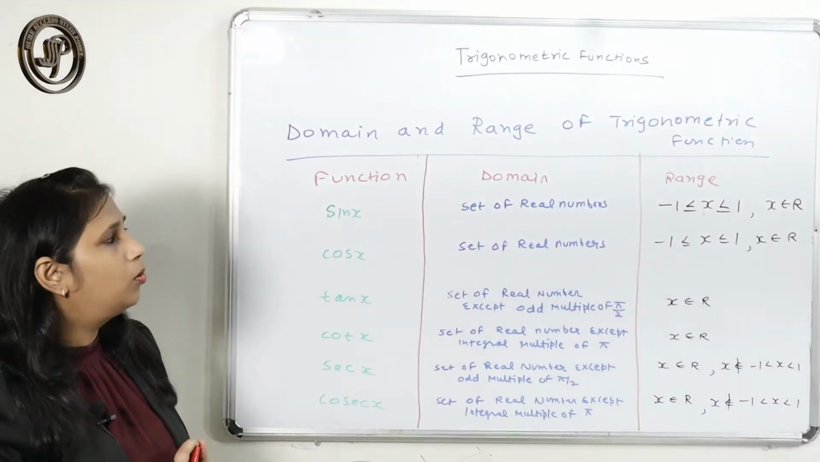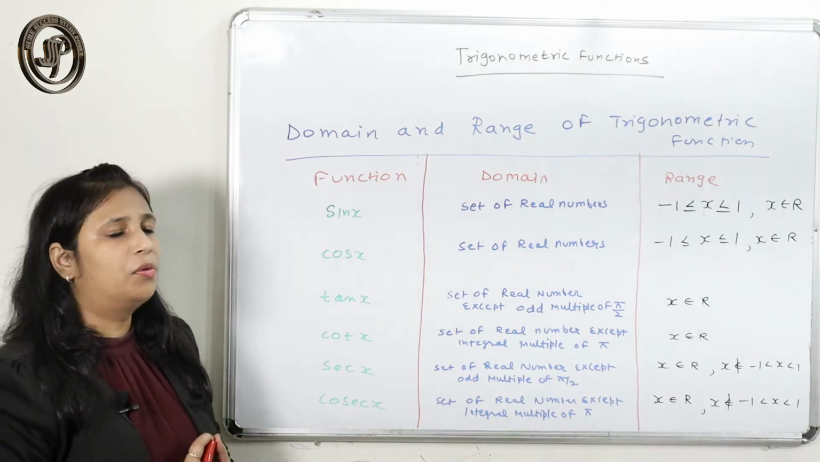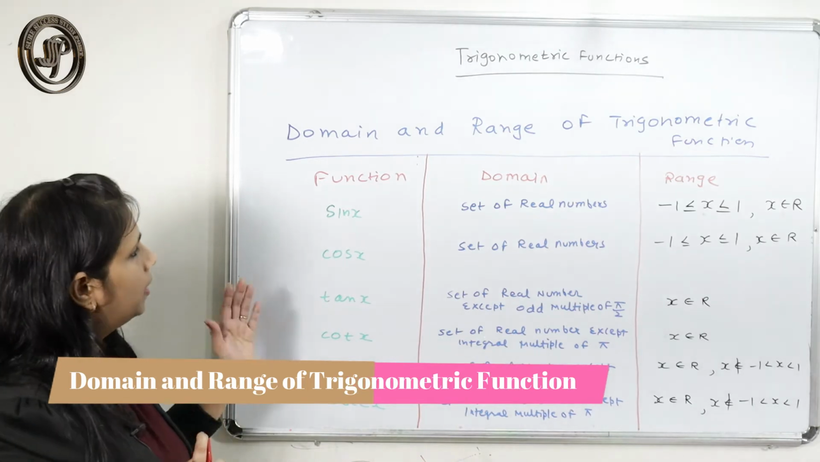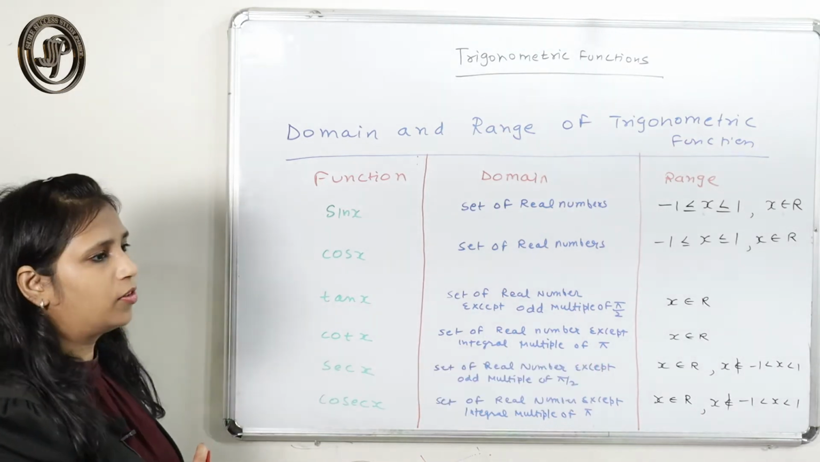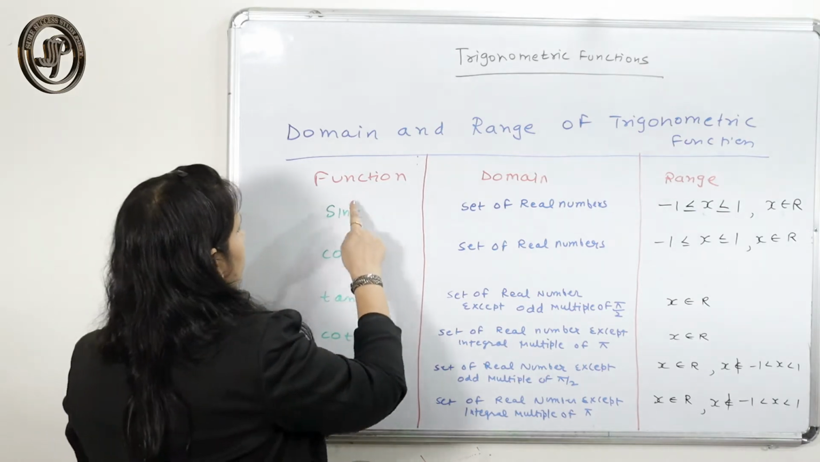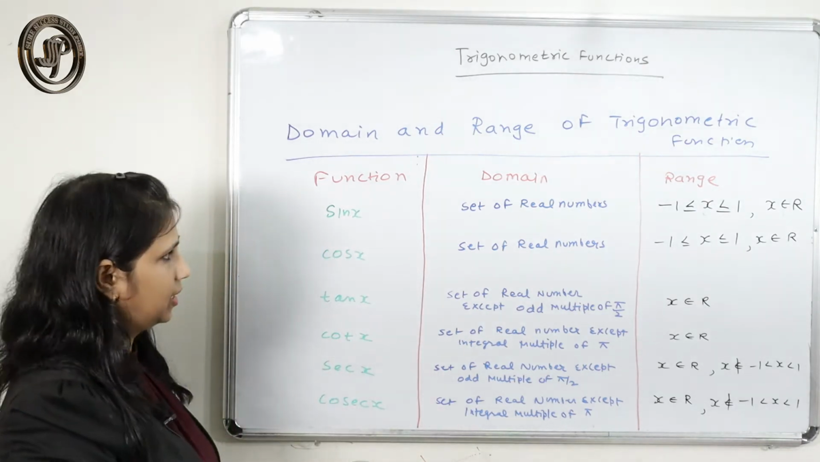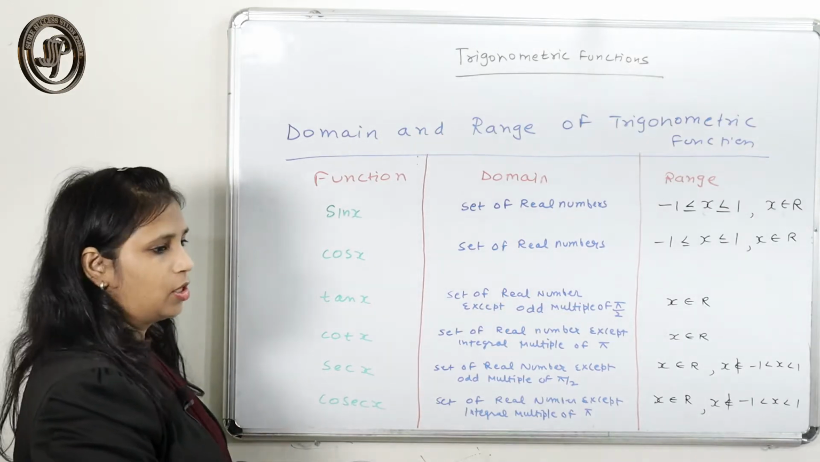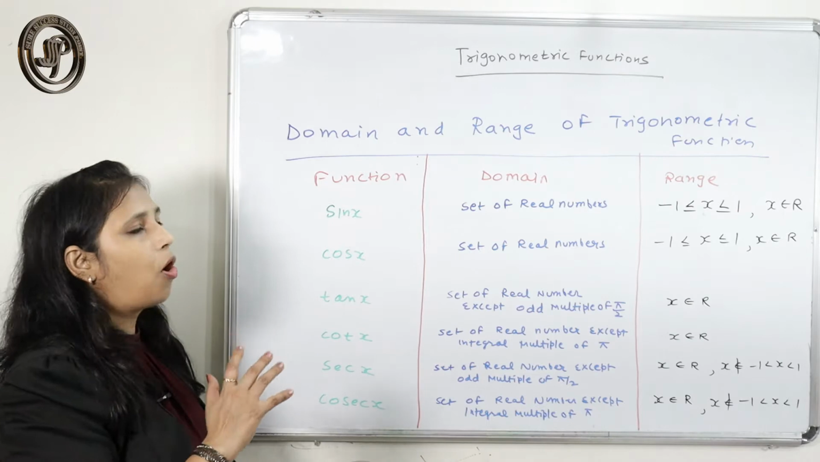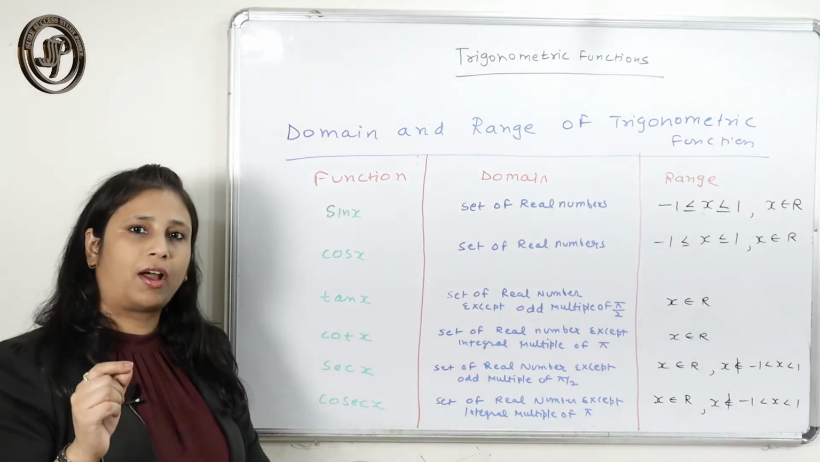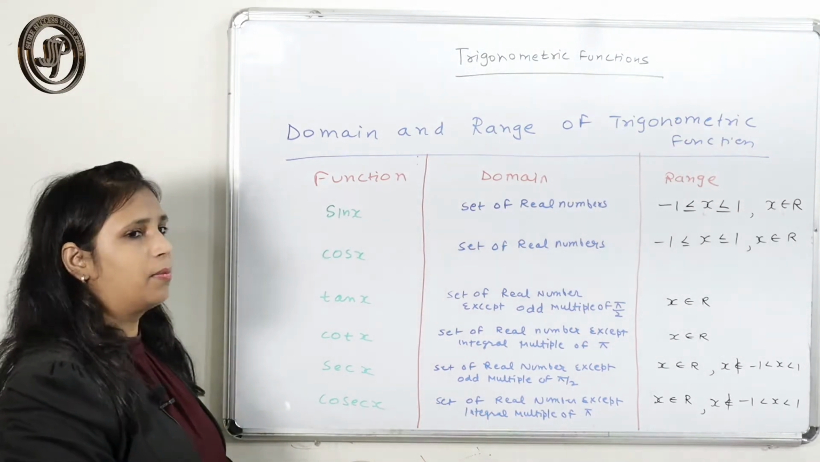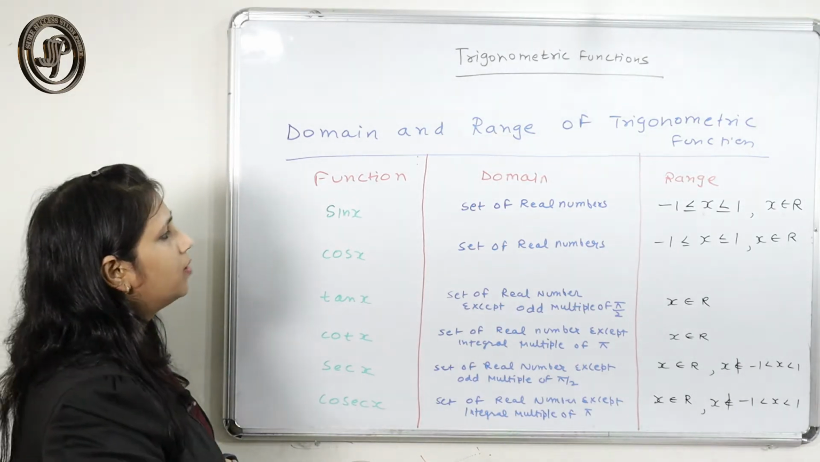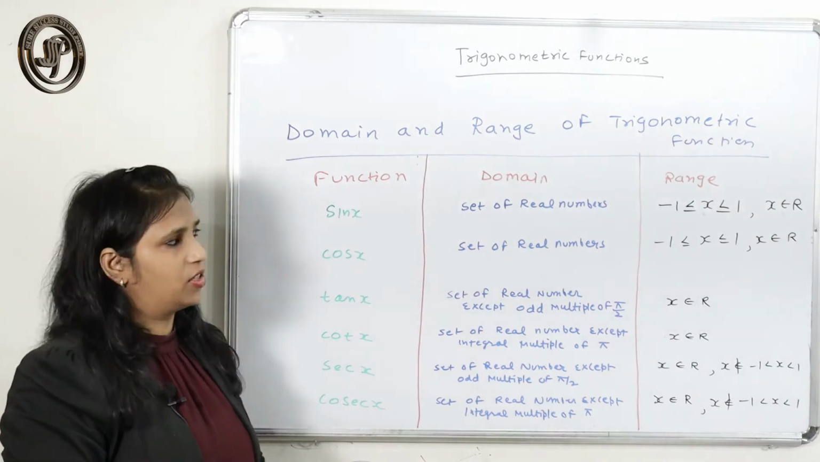So let's have a look at the domain and range of the various trigonometric functions. Here I have written the functions, and I am explaining each function one by one. The first function is sin x. The domain means the value of x, so the domain is the set of all real numbers. Sin x is defined for the set of all real numbers, and the range is -1 to 1.